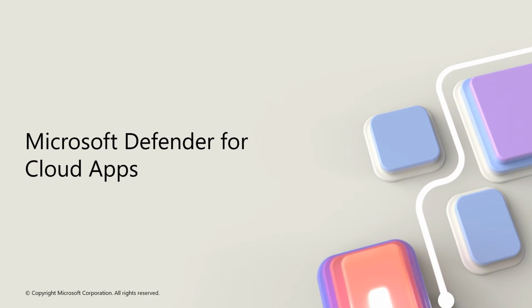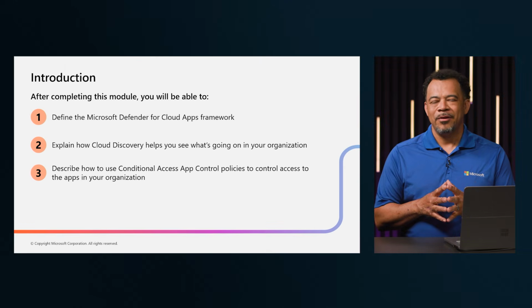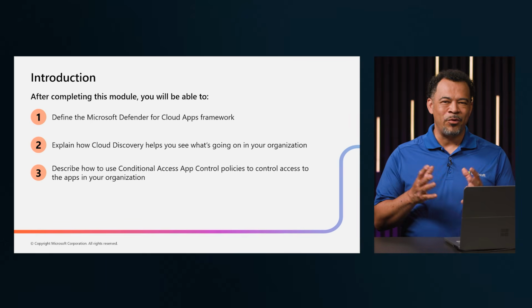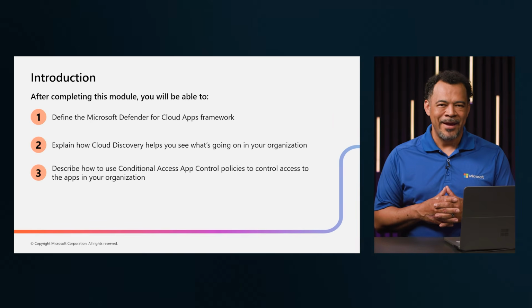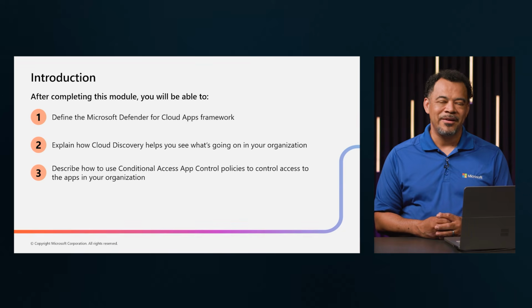Let's wrap up this learning path with the 6th module, Microsoft Defender for Cloud Apps. After completing this module, you'll be able to define the Microsoft Defender for Cloud App framework. You'll be able to explain how cloud discovery helps you see what's going on in your organization, as well as describe how to use conditional access app control policies to control access to your apps in your organization.